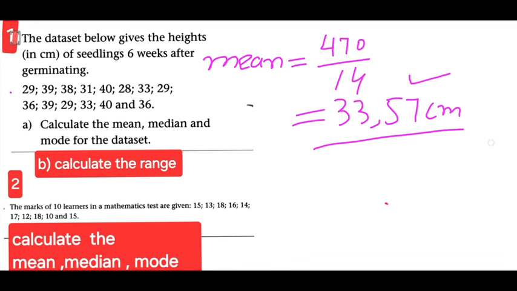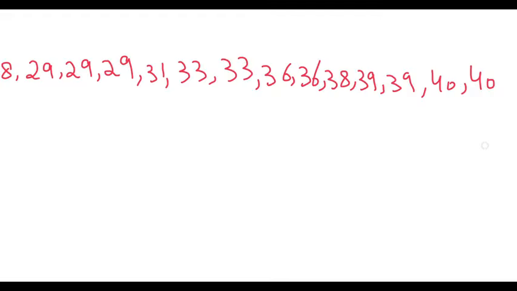To determine the median, we have to arrange the data in ascending order from lowest value to the highest value, small to big. So arrange the data. First I'm going to show you the median two methods. The first method, position of the median.